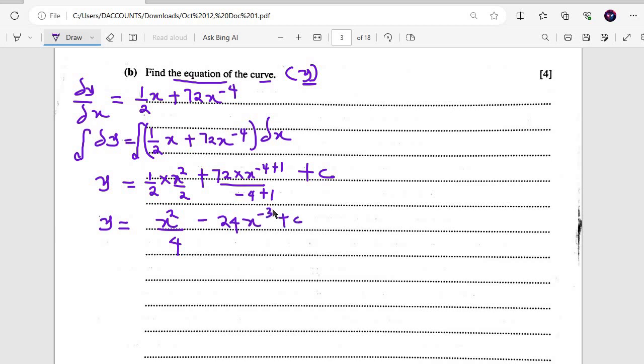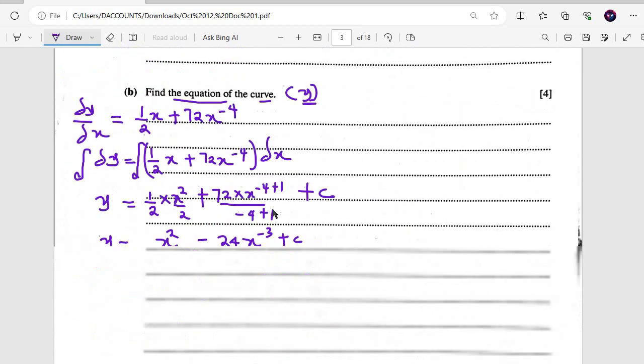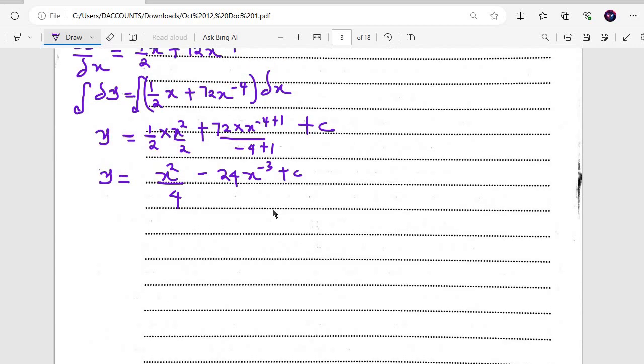Remember that given a point on the curve, there's a point on the curve (2, 8). x is 2, y is 8. Substitute it. y is 8, x squared over 4 with x as 2, so we have this plus c. At the end of the day, 8 equals 1 minus 3 plus c. 1 minus 3 is minus 2, so here c is 10.